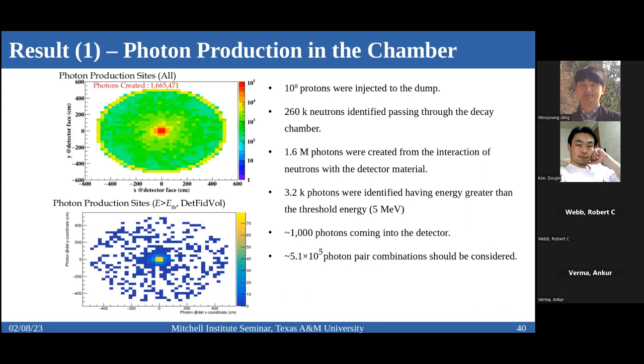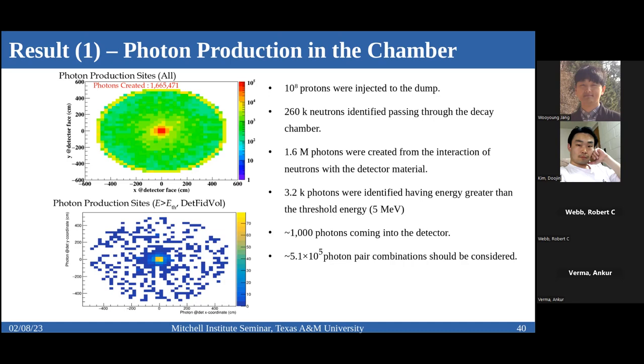And after this neutron modulation simulation, we record this modulated neutron flux, and then we put this into the decay chamber. So this is the interaction of the neutron with the decay chamber, which is actually made out of thin aluminum. And you can see that most of the neutrons are coming from this thin axis, and some of the neutrons produce some photons by interacting with this outer shell of the vacuum chamber.